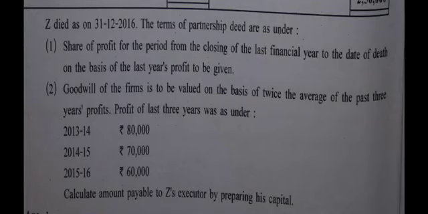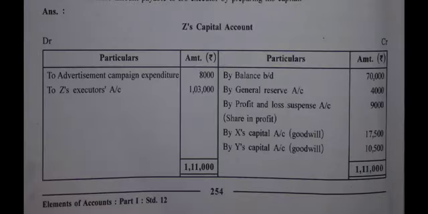So 40,000 into 2 by 10. The share of Z on the basis of old ratio. This is obviously not a new concept. Still we are revising it. So 8,000 on debit side for advertisement campaign expenditure.